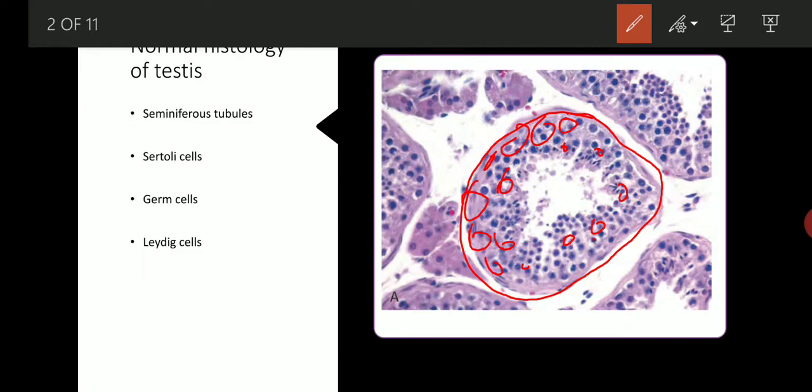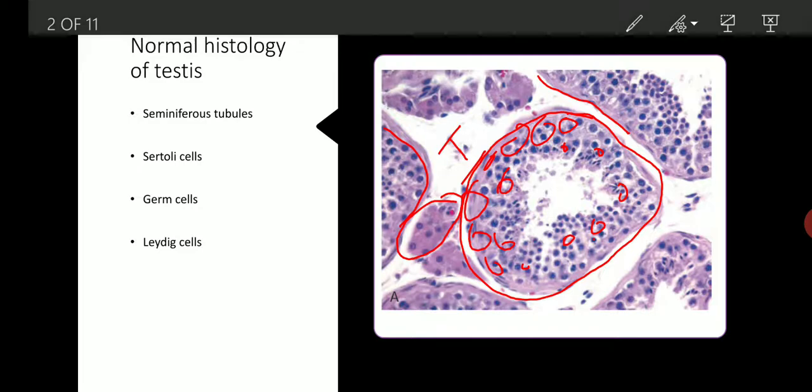In between these tubules, the empty space that you see is known as the interstitium. Within the interstitium lie clusters of Leydig cells. The Leydig cells are responsible for production of testosterone. A tumor in the testis may arise from any of these cells.